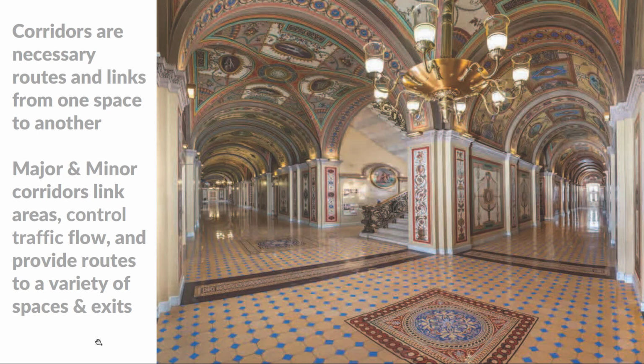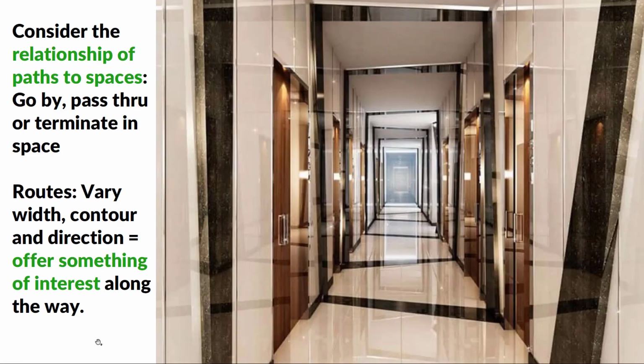These corridors, these hallways can be quite grand in scale, very opulent and beautiful and artistic, and also really be an extension of that entrance and that foyer area, and be a beautiful space in and of itself to be experienced. And when we consider the relationship of paths to spaces, we really want to think about some corridors, some hallways, we go by spaces. Some we pass through spaces, and others we terminate in a space.